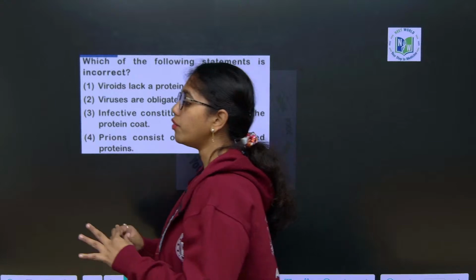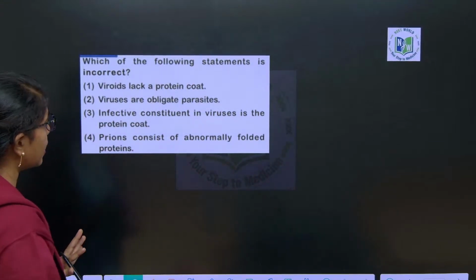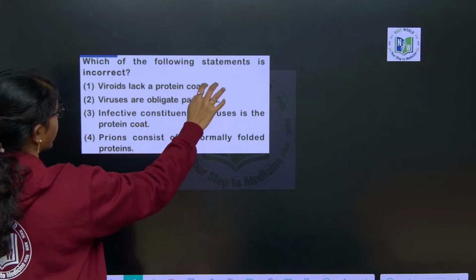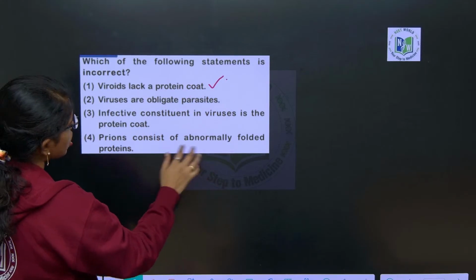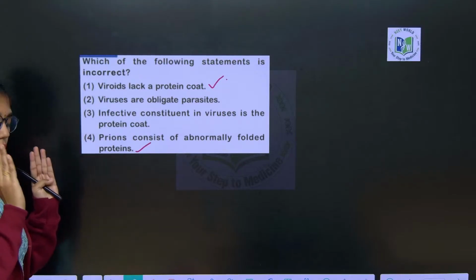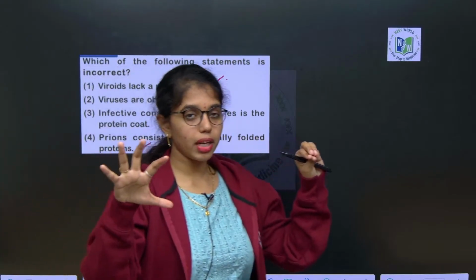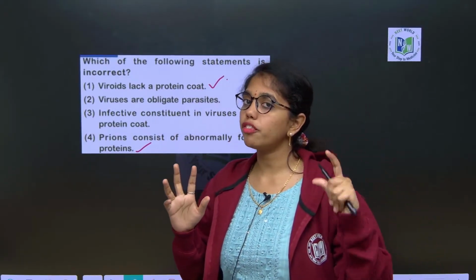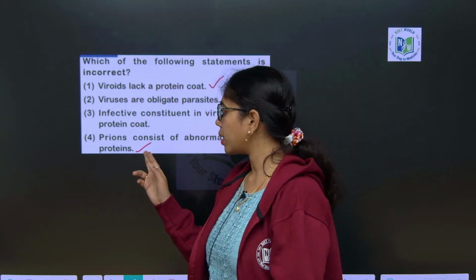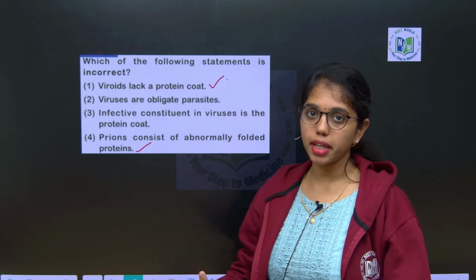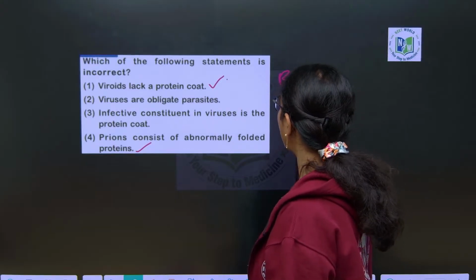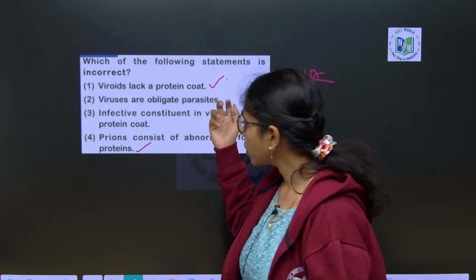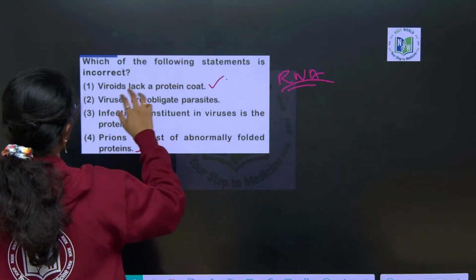Next, which of the following statements is correct, he is asking. Viroids lack a protein coat, this is correct, and prions consist of abnormally folded proteins. Always remember, beta, prions are abnormally folded proteins, it is rhyming, right? Prion, protein, like that you remember. Only abnormally folded protein without any genetic material is prion. Viroids have only genetic material, that is RNA. The best example is what disease? Potato spindle tuber disease.